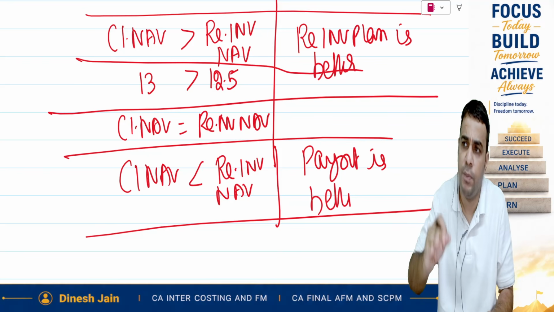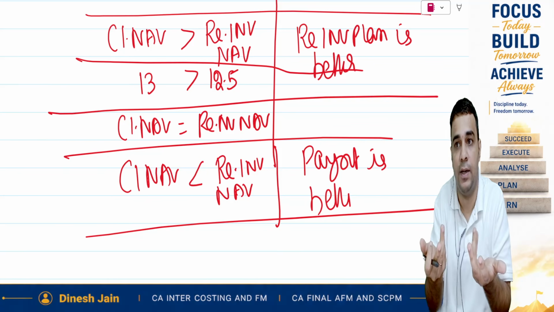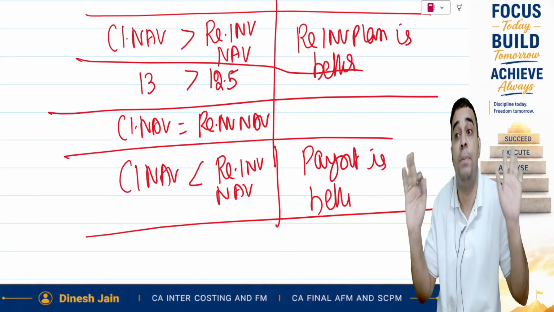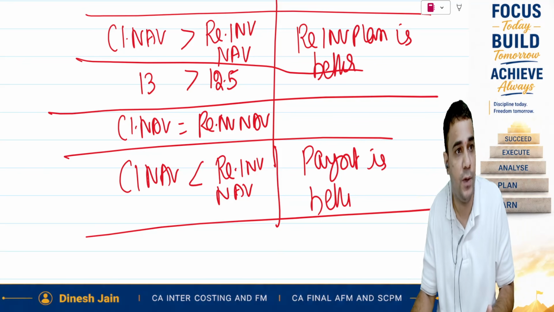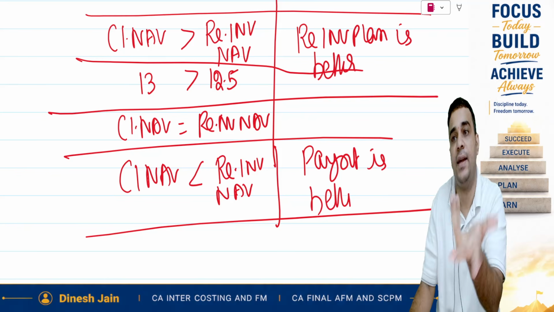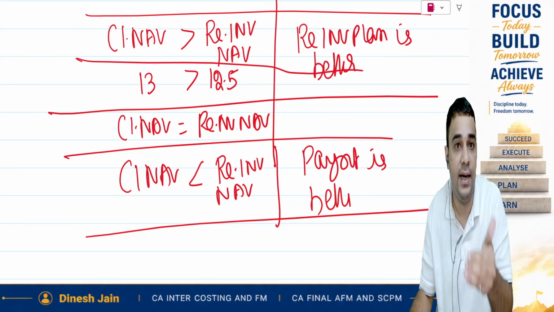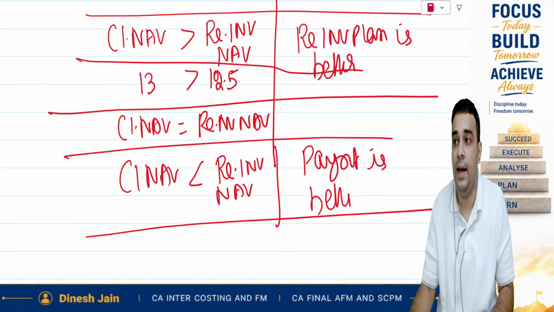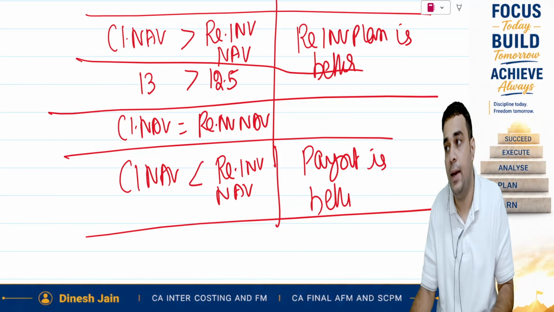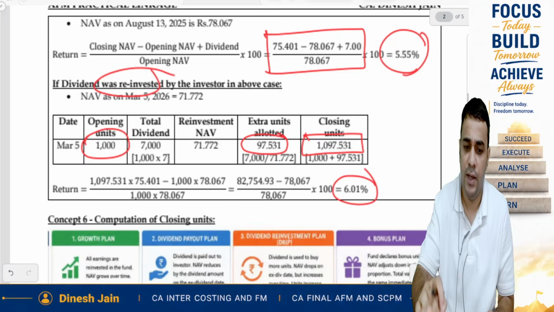Now, the institute may ask which is better. I will do the calculation and tell which is better. But we can never know at the beginning of the year which is better. Only at the end of the year can I tell which is better, because at the end of the year I will have data of closing NAV.